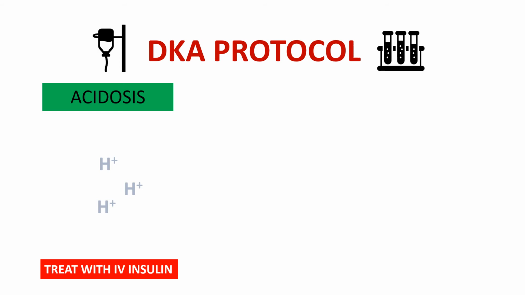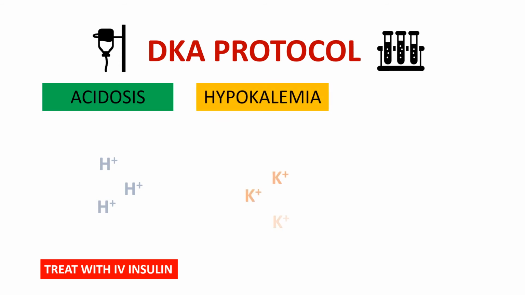The next thing to treat with the DKA protocol is hypokalemia. If you remember, we have a total body depletion of potassium because of hyperglycemia and the diuresis associated with it. There are patients who will come in with a severe metabolic acidosis that will cause cellular shifts, and on labs on initial presentation will have hyperkalemia.